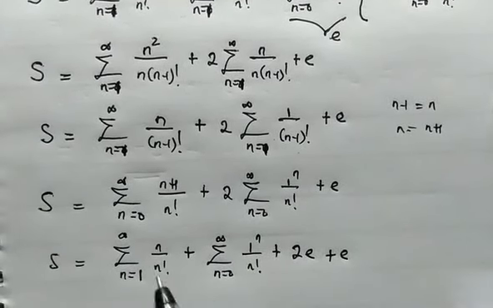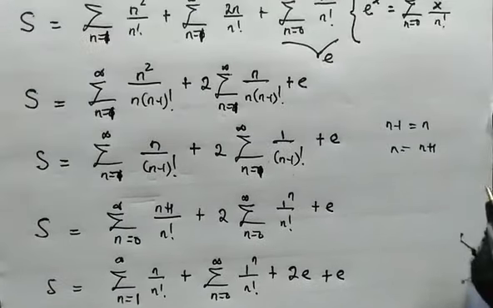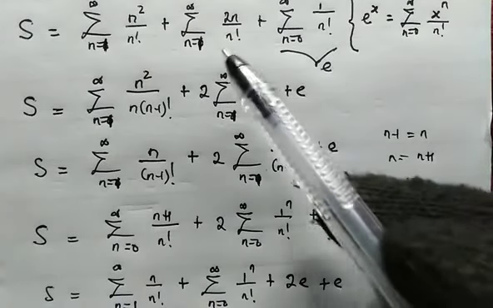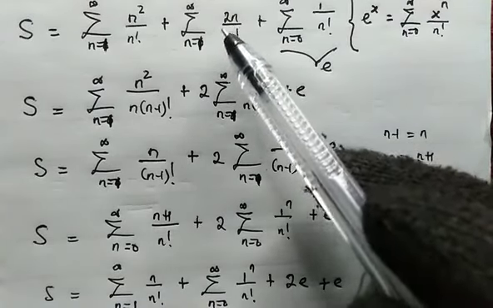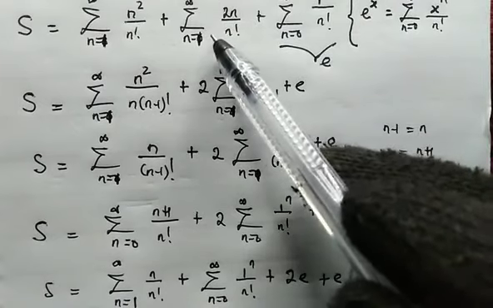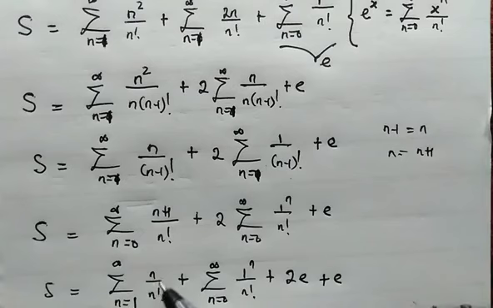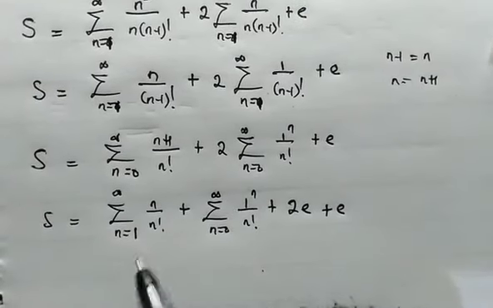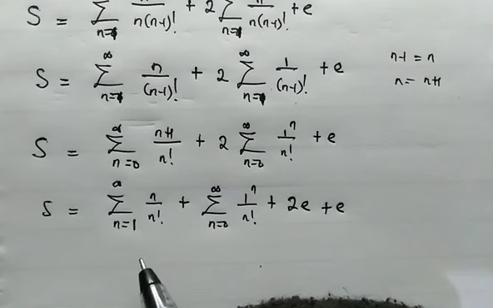Now, we have here m over m factorial. Let's go back to this particular summation here. The only difference here is that this one is 2 times, and here we just have m over m factorial, right? So we can say that this is also equal to e, right? Or we can even prove it.